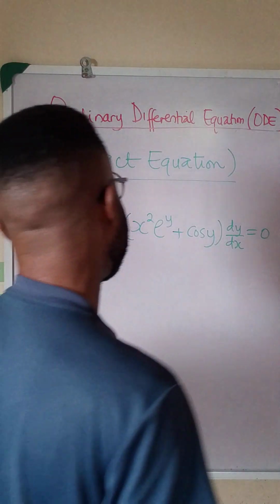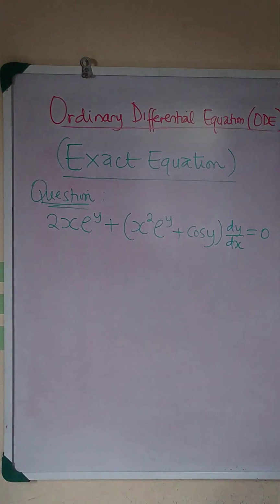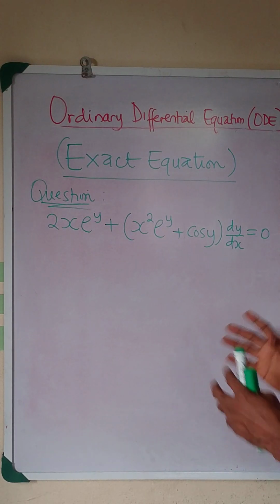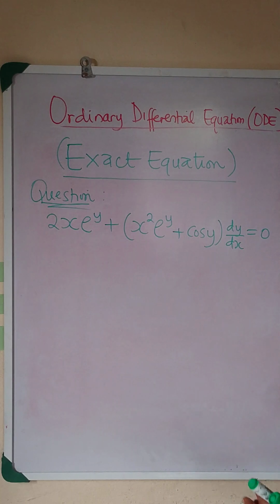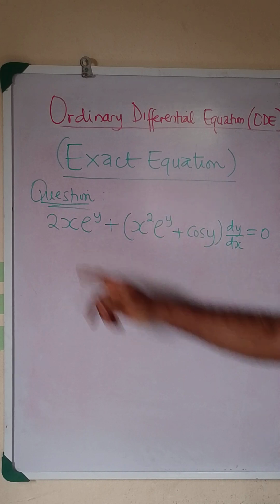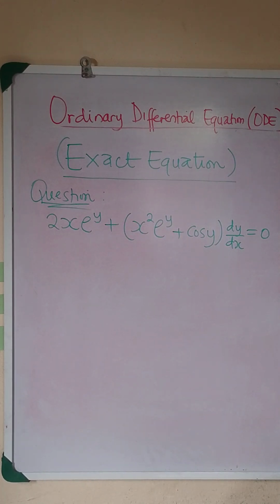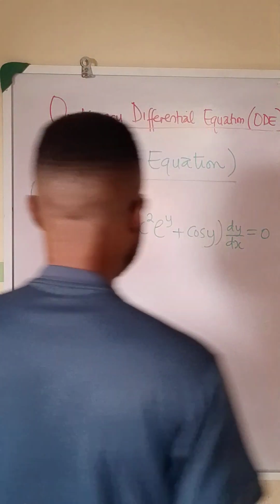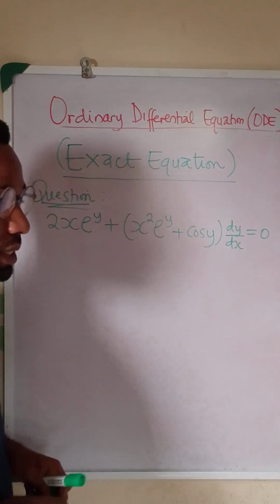Because there are equations that you cannot solve using direct integration. There are equations that, from the beginning, you cannot solve by separating the variables, or by using homogeneous equations, because the power of x is of a higher value than the power of y. And so this is an exact equation.